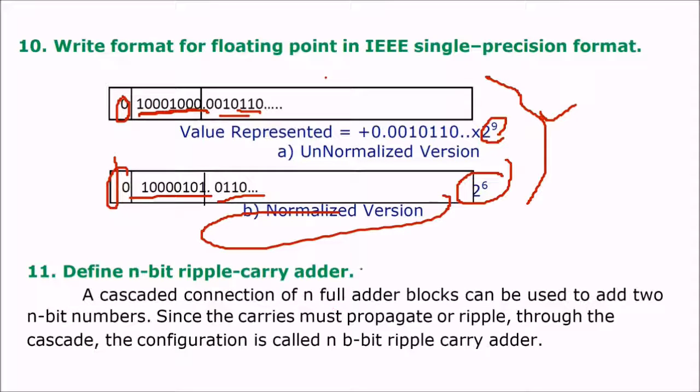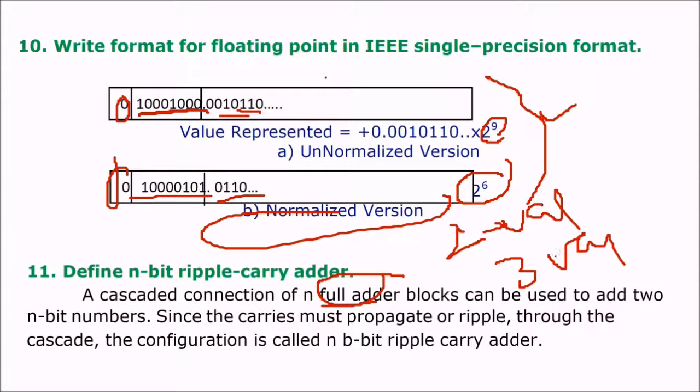A cascaded connection of n full adder blocks can be used to add two n-bit numbers. You know that a half adder adds two values, and a full adder adds three values. So a cascaded connection of full adders can be used to add two n-bit numbers. Since the carries must propagate, or ripple, through the cascade, the configuration is called the n-bit ripple carry adder.